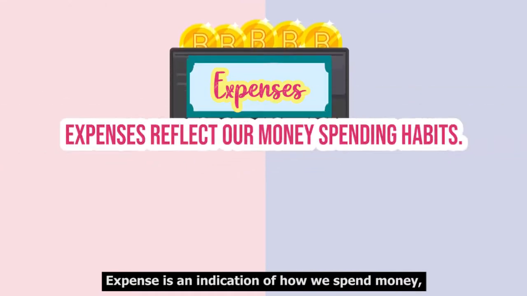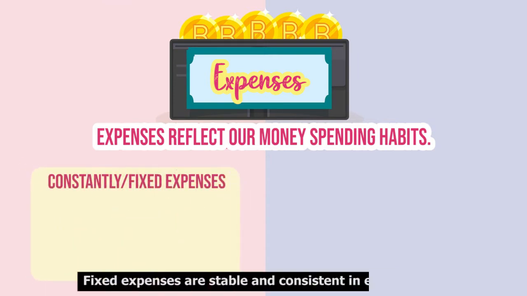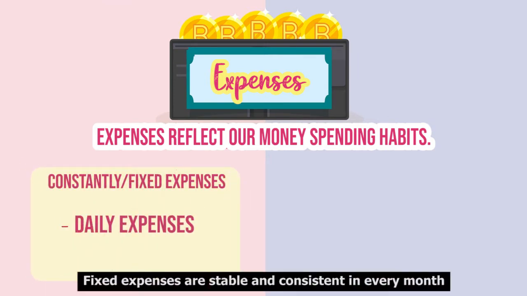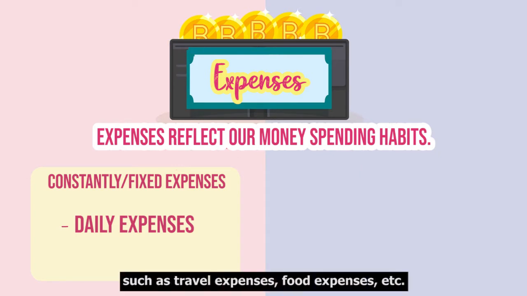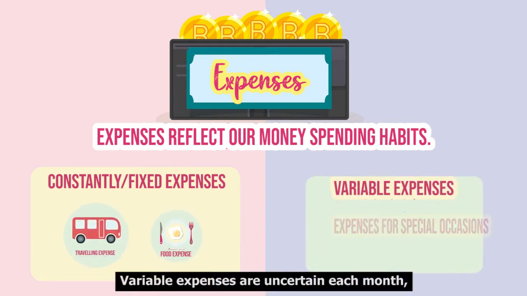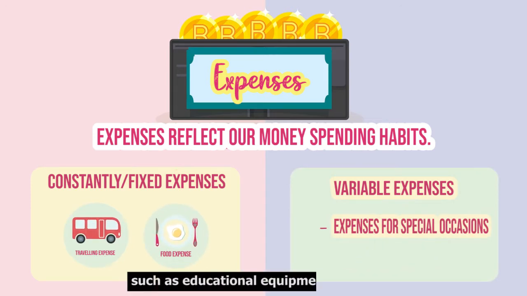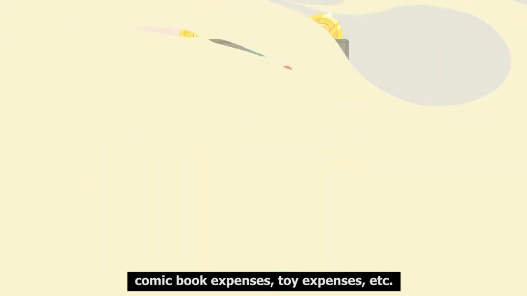Expense is an indication of how we spend money, divided into fixed and variable expenses. Fixed expenses are stable and consistent every month, such as travel expenses, food expenses, etc. Variable expenses are uncertain each month, such as educational equipment expenses, comic book expenses, toy expenses, etc.